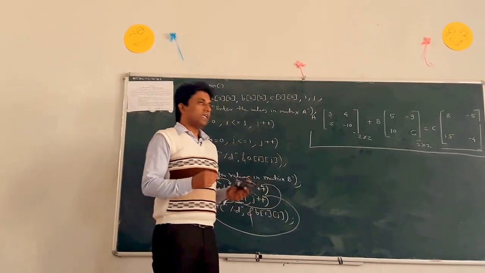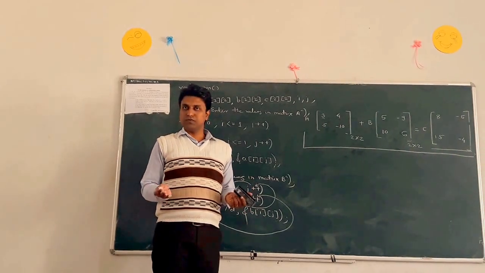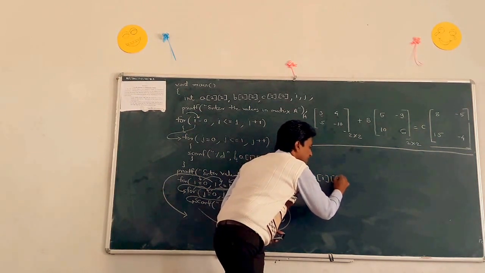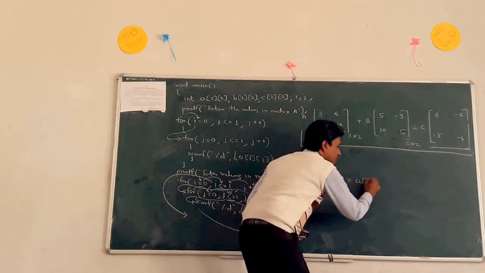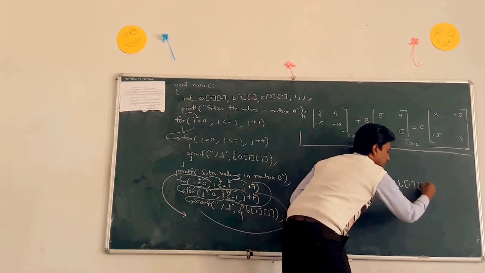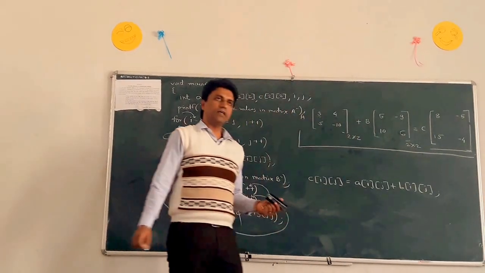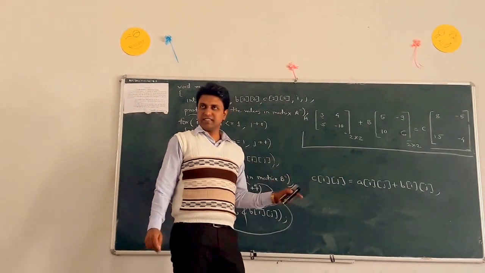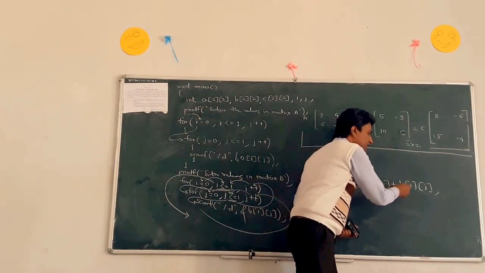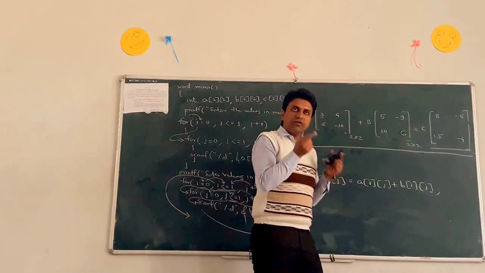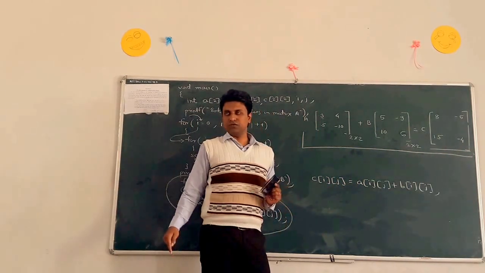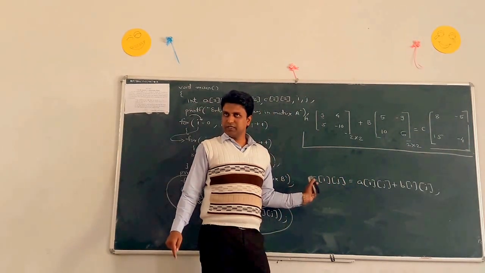For addition, what do we require? Again, two for loops. Because what is the addition statement? C of ij is equal to A of ij plus B of ij. Clear? That is the addition of two matrices. Whatever the element in A of 0, 0 is added with B of 0, 0, and whatever the addition is, that is stored in C of 0, 0. Clear? This is a simple statement.